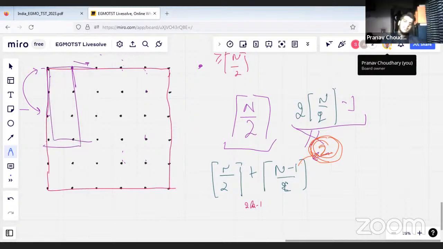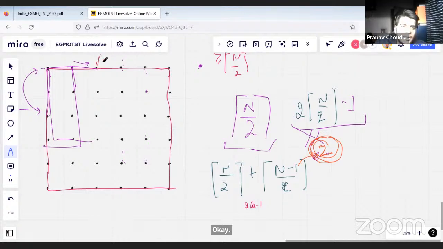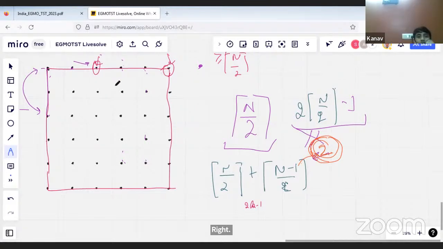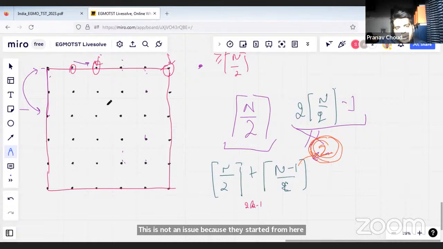Oh, what is the issue when we pair with the last column here? Like, what was the issue when we pair, let's say this and this, है ना? अगर हमने इसको और इसको pair कर दिया इस बड़े rectangle केस में, तो क्या दिक्कत है? This is not an issue because they started from here. Sure, start from here. What's the issue then?